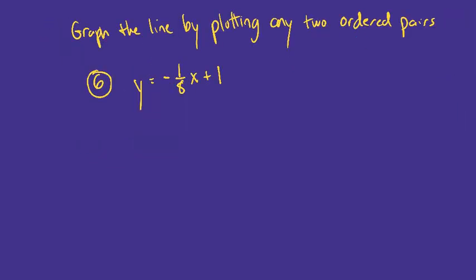Number 6, graph the line by plotting any two ordered pairs. So the last one was a bit of a shortcut because you've got x and y on the left equal to 0. A little bit different here. We've got y by itself equal to some fraction in front of x.